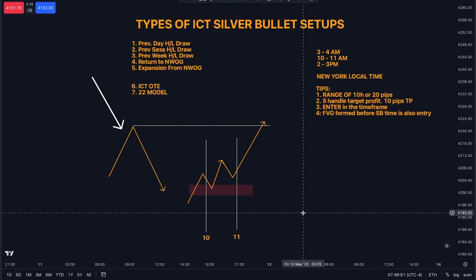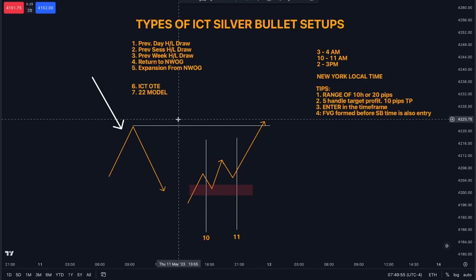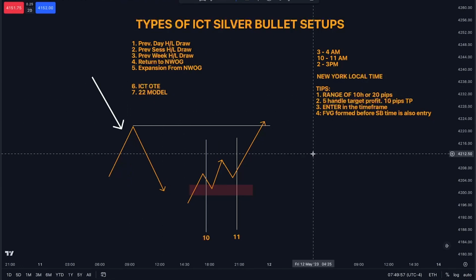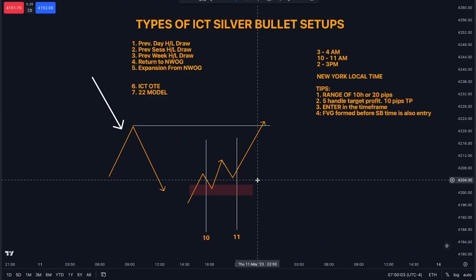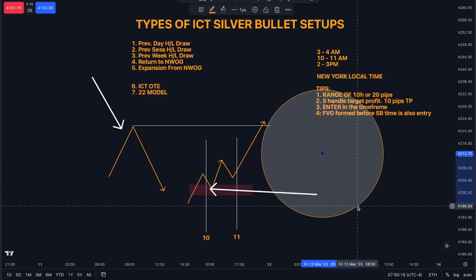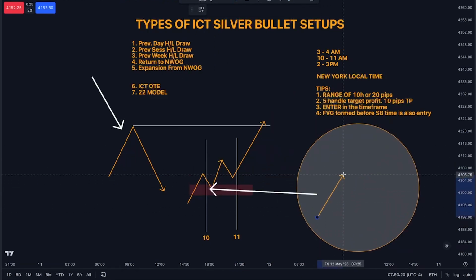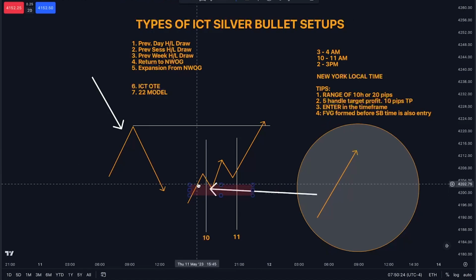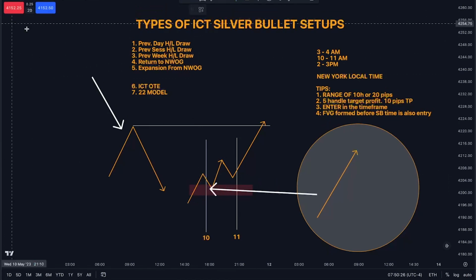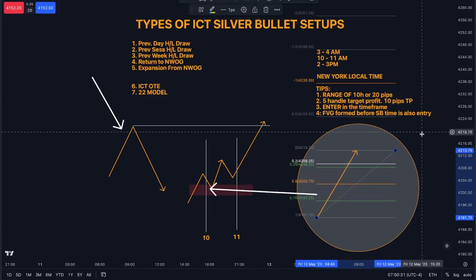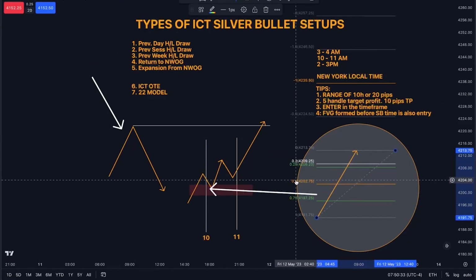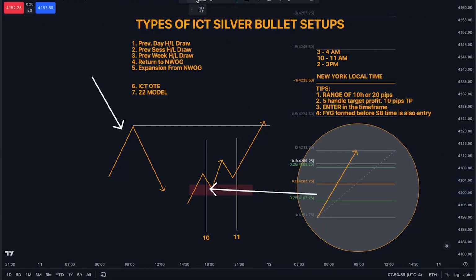Now let me talk about these two: ICT optimal trade entry and 22 model. ICT optimal trade entry is just for you to have a better and higher probability of the trade working out in your favor. So let's look at this right here. Let me just zoom in. So for example, you have this move right here, okay? Take your fib from the bottom to the top, and below 0.5 of the fib is your optimal trade entry.